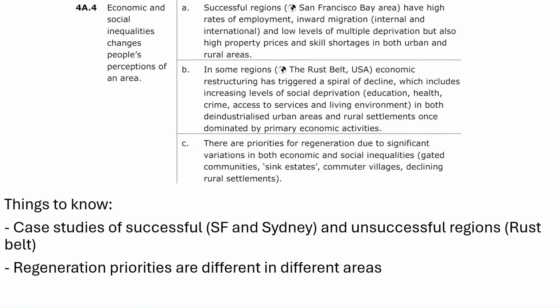So here we move on to 4.8.4. It's just the idea of successful regions, unsuccessful regions, and what makes an area successful and what makes an area unsuccessful. And also just the idea that regeneration priorities are different in different areas. So yeah, let's get right into it then.